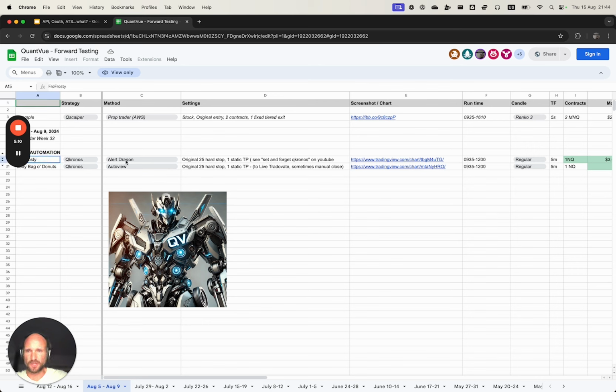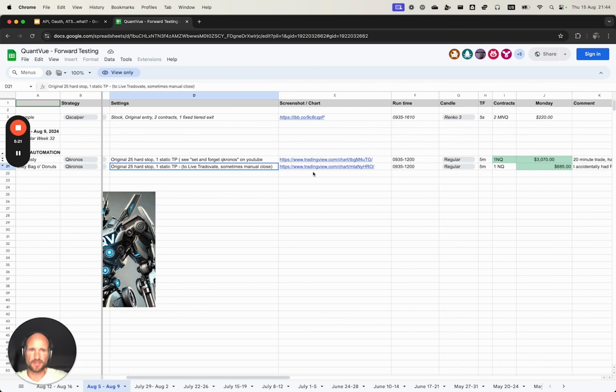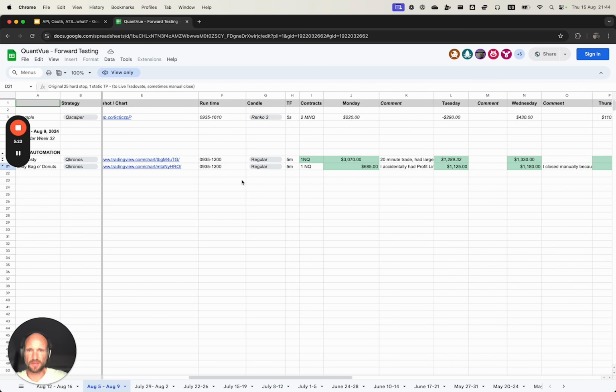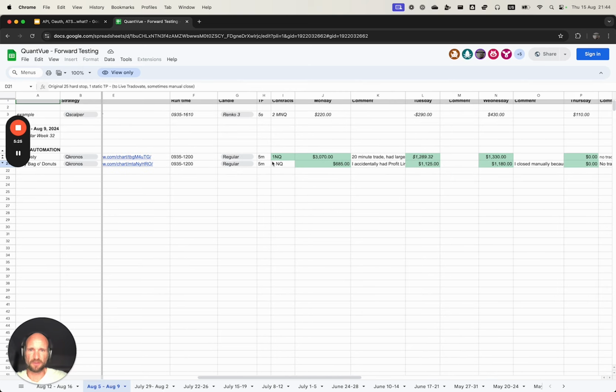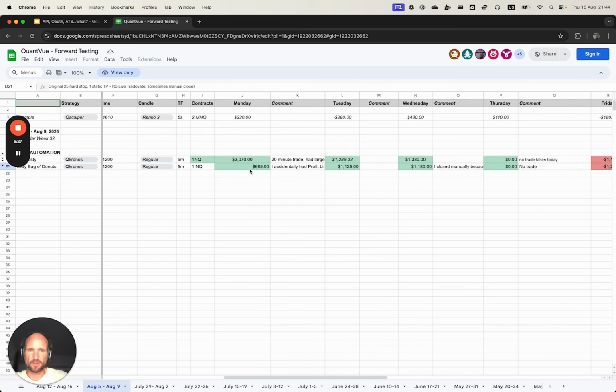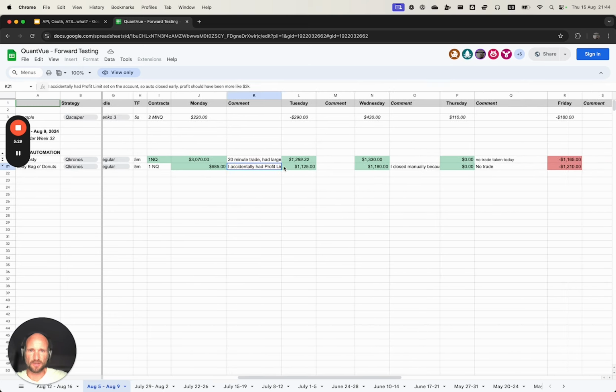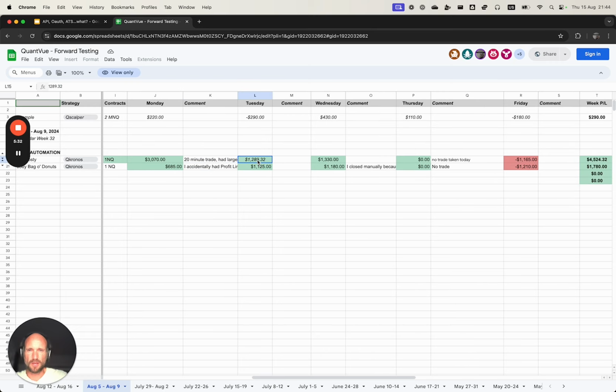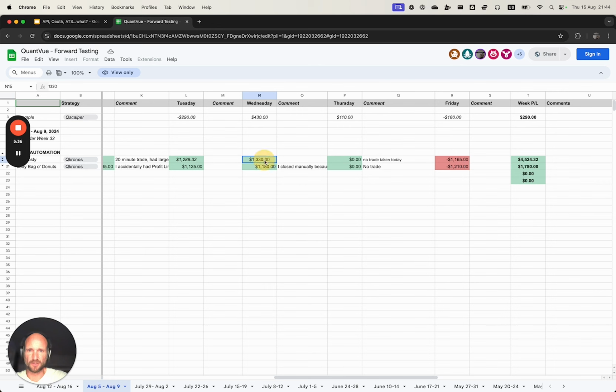So we have an interesting one here. We've got the same strategy by two real QuantVue users. One using Alert Dragon, that's a direct API. One using AutoTrading, that's also a direct API. So let's go over and look at the results. Everything is identical, runtime is identical, 5-minute chart, 1 NQ. Ignore this one because there was an error in this one. But then, see, Alert Dragon, profit is a little bit higher. Alert Dragon, profit is $150 higher.